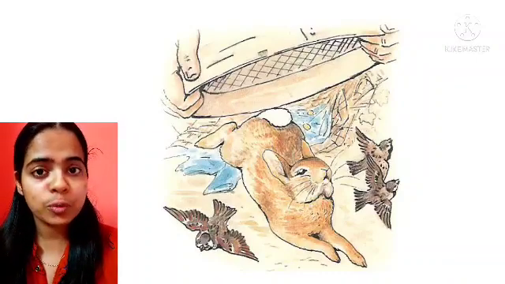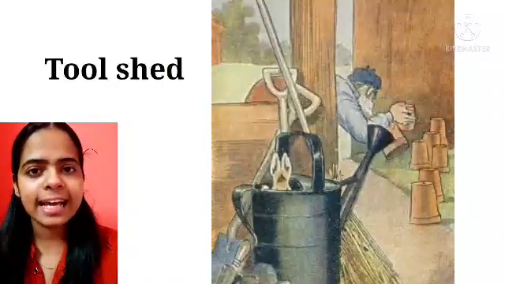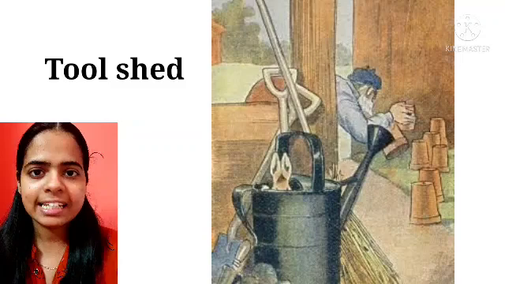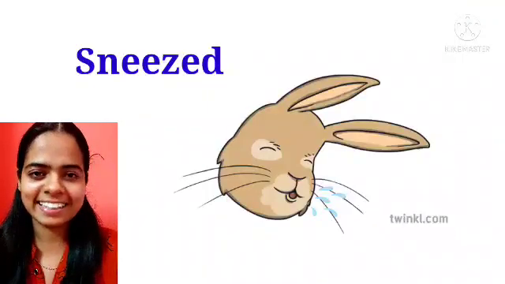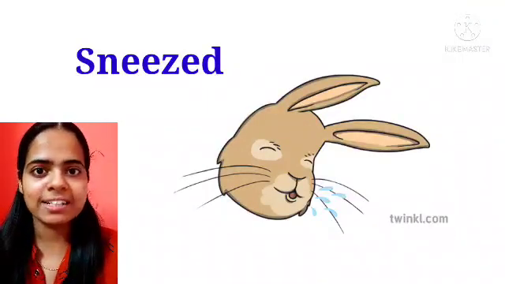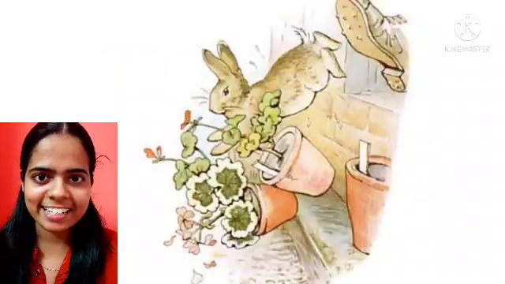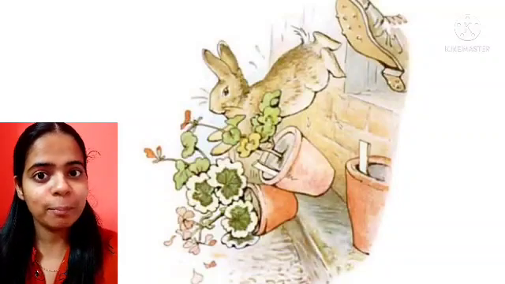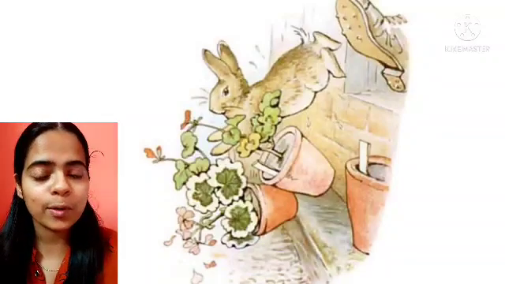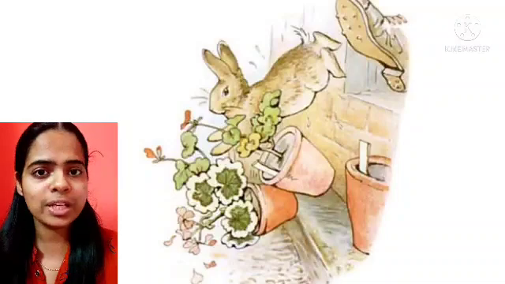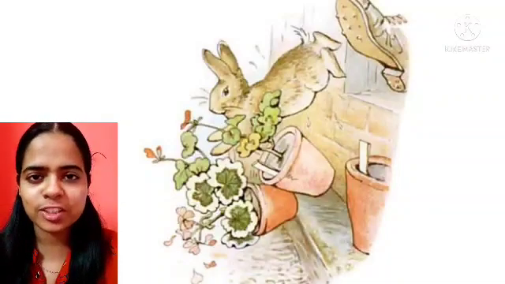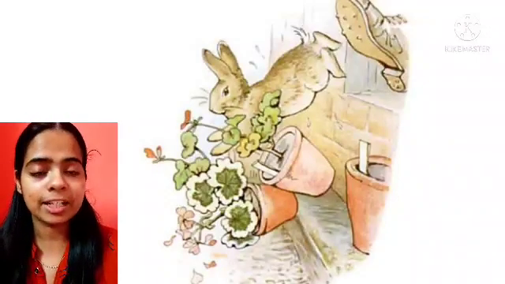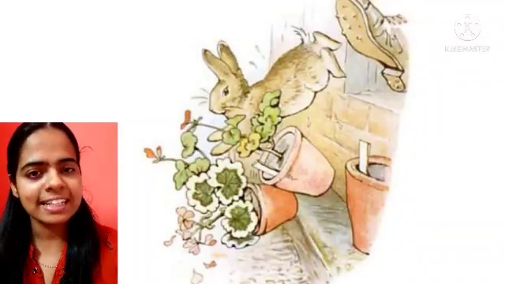And Peter, what did he do? He got into the tool shed and jumped into a water can. And there he sneezed. So when he sneezed, McGregor heard him and he started running towards him. Now Peter Rabbit, what did he do? He jumped out of the tool shed through a small window. And McGregor was too big for the window, so he couldn't jump out through the window. So for now, he thought, okay, I'll get back to work and I'll catch him later.